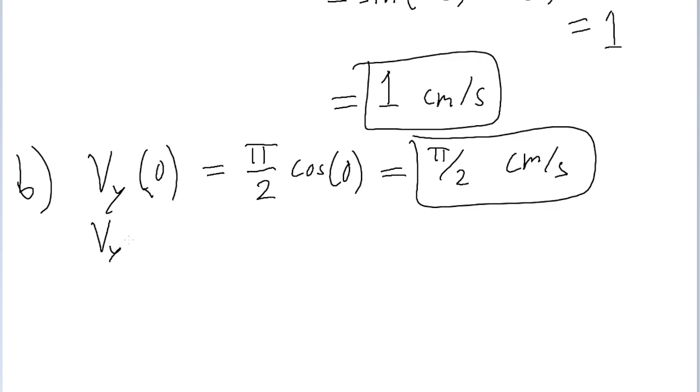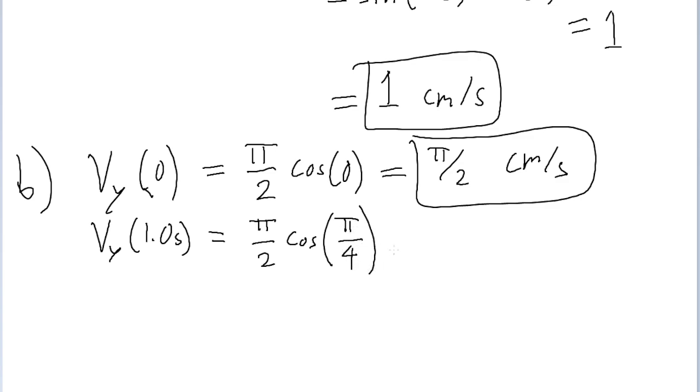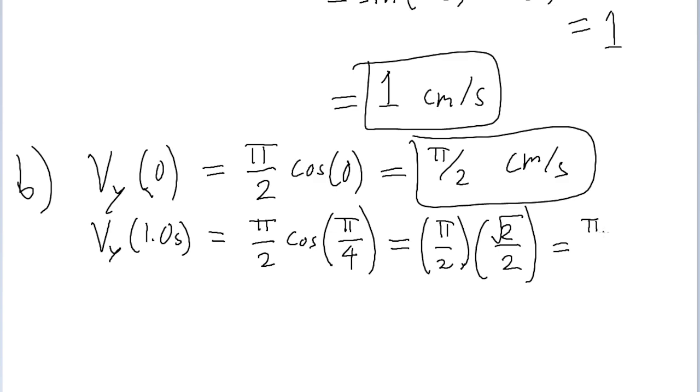Next, we're plugging in 1 second. So the formula is pi over 2 multiplied by the cosine, and then we're plugging 1 in for t. So the cosine of pi divided by 4. And the cosine of pi over 4 is equal to radical 2 over 2, that's the square root of 2 divided by 2. So multiplying these together, we get pi multiplied by the square root of 2 divided by 4 centimeters per second.